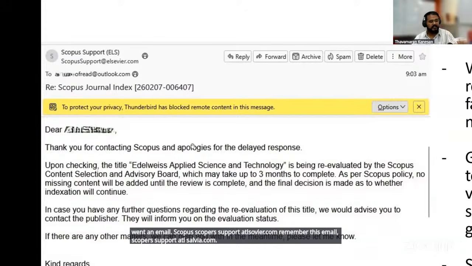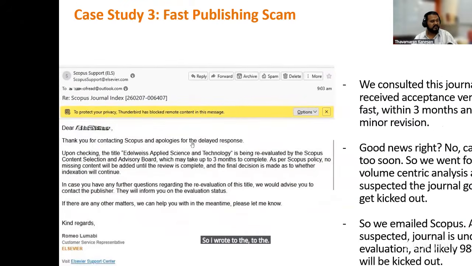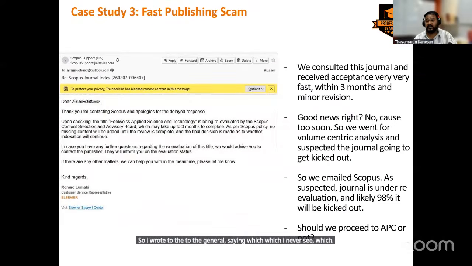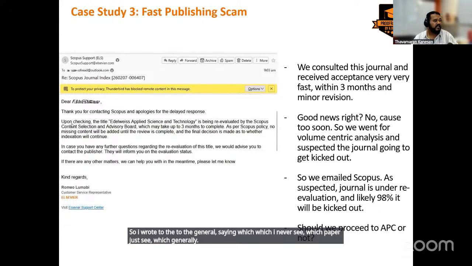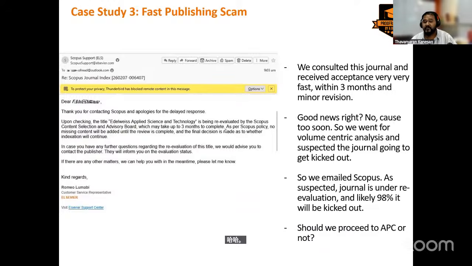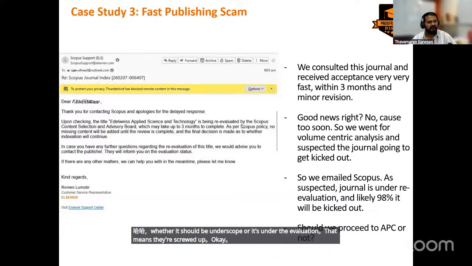Okay, so I wrote to the journal, saying which I never say which paper, I just say which journal only. Okay. So then they replied, upon checking, the title Edelweiss Applied Science and Technology is being re-evaluated. Whether it should be under Scopus or not, it's under re-evaluation. That means they're screwed up lah. Okay, it's being re-evaluated by the Scopus Content Selection Advisory Board, which may take up to 3 months to complete.